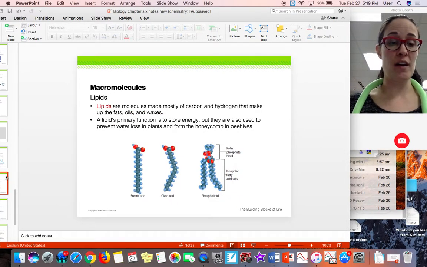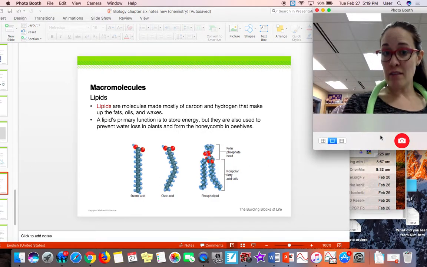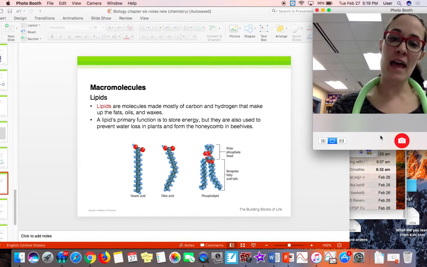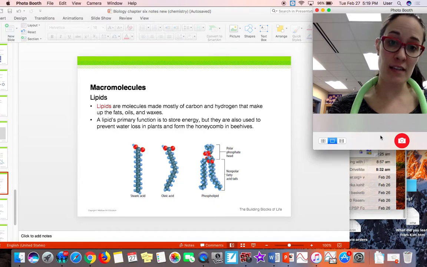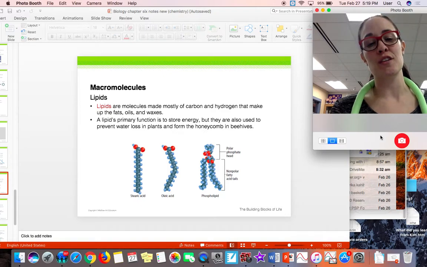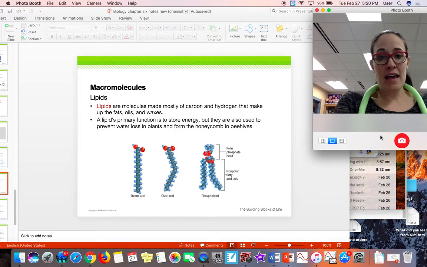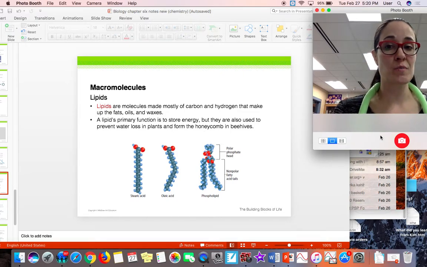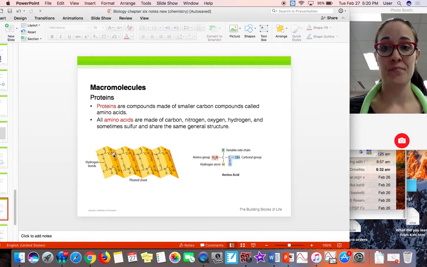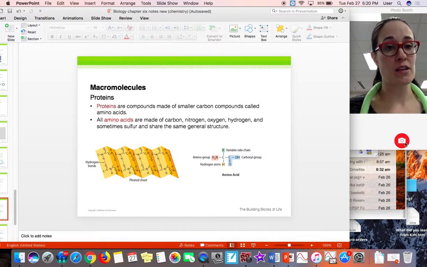The next category of macromolecule is called a lipid. It's made of carbon and hydrogen as well, and some oxygen, and some phosphates sometimes. And your lipids primarily store energy. That's the purpose. That's why we need them. In plants, for example, it's also used to prevent water loss. In beehives, it's used to make honeycomb. So lipids are a major class of macromolecule.